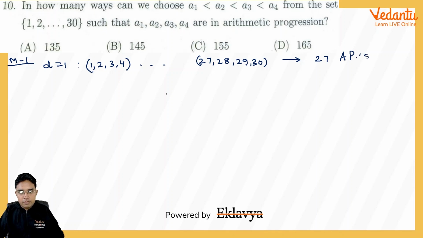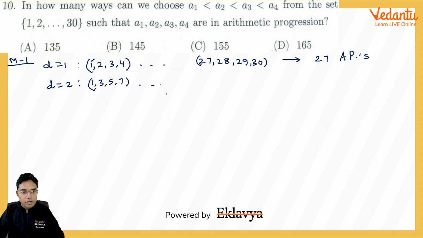Such 27 APs. We have to find in how many ways we can choose. That means how many APs we can make from these numbers. So with D equal to 1, starting with 1 or starting with 2 and so on, starting with 27, such APs are possible with D equal to 1. Now if I take D equal to 2, then my first smallest numbers forming such an AP will be 1, 3, 5 and 7.